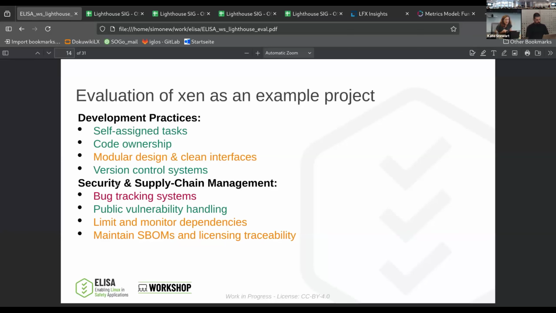And then there is the point of limiting and monitoring dependencies, which, to be frank, is yellow here because it's rather hard to evaluate from the outside what they do for that, because you don't find anything for that. From maintaining SBOMs, there are clearly SPDX tags on the files, but there is no SBOM to be found per release or whatever. At least I could not find that anywhere publicly available.